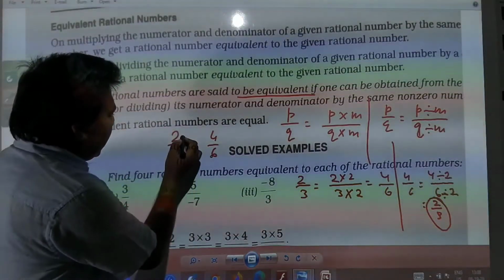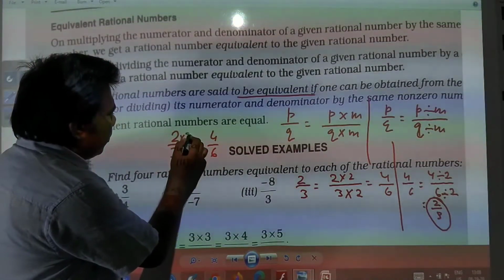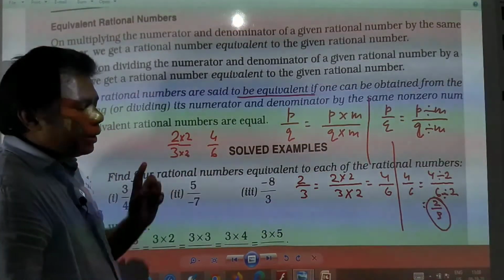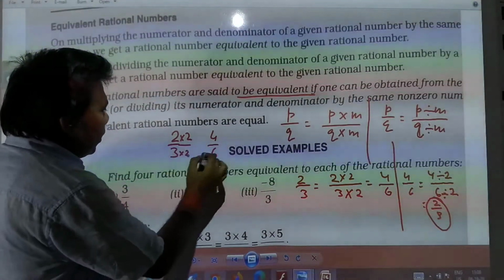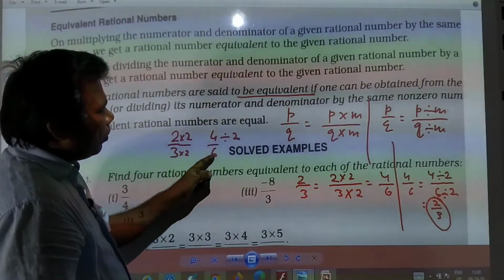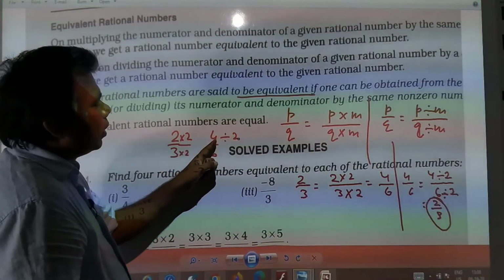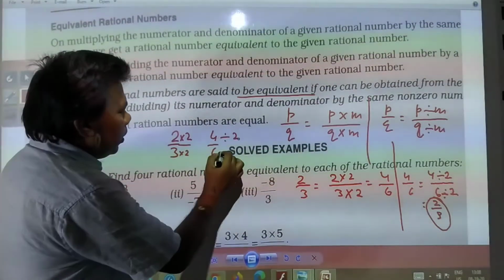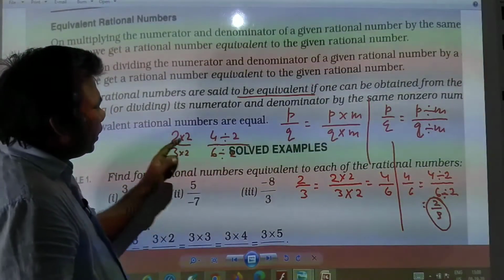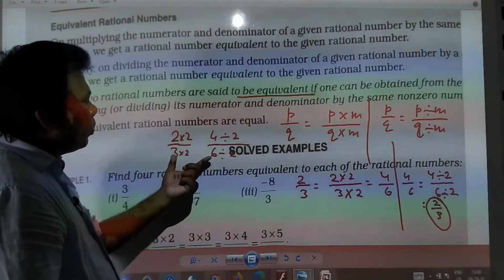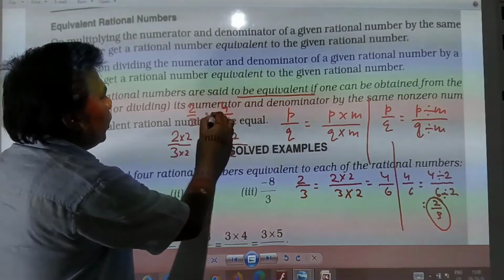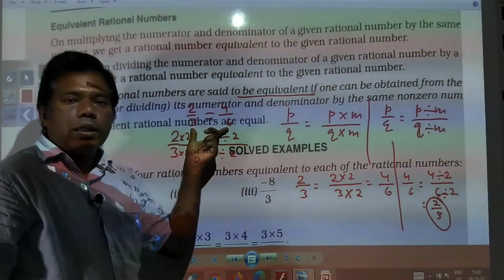Suppose you multiply 2 by 3 by 2 in numerator and denominator, you get 4 by 6. And if you divide 4 by 6 by the same non-zero number, suppose 2, in both numerator and denominator, what do you get? 2 by 3. It means both 2 by 3 and 4 by 6 will be called equivalent rational numbers.